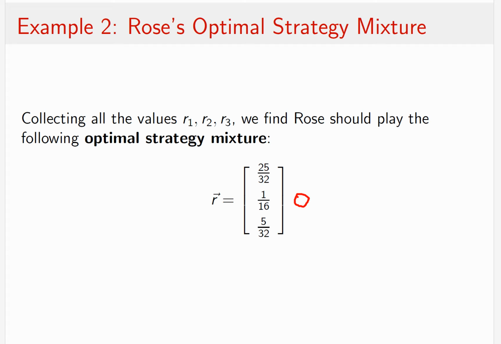But here, all three of our strategies are active, and 25 over 32 plus 2 over 32 plus 5 over 32, that is in fact 32 over 32. So the sum of the R sub i's equals 1, which is what we want, right? They're supposed to be proportions, the proportions of the time that you play your active strategies, okay? So they have to add up to 100%. Okay, so those are Rose's optimal strategy mixtures. So that's one of the three things we need.